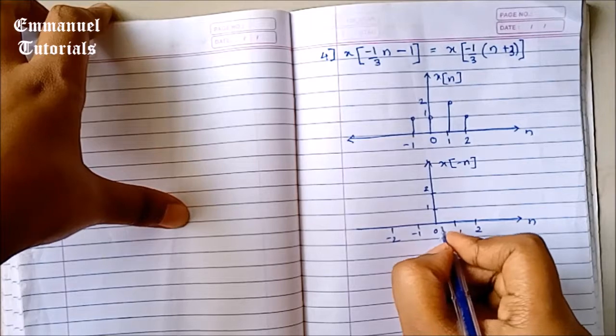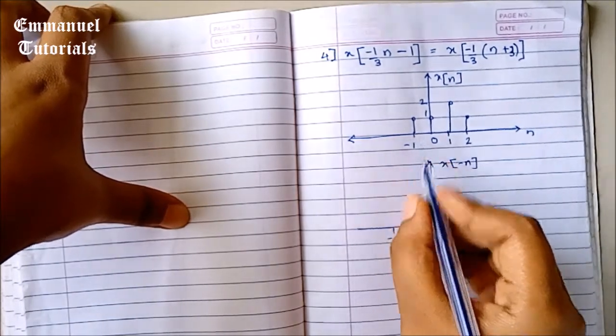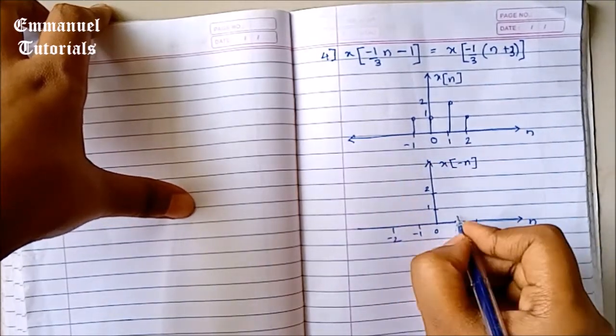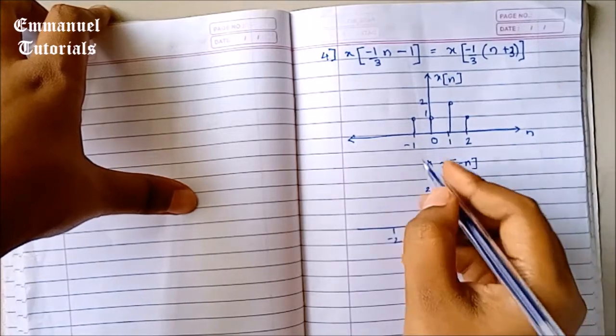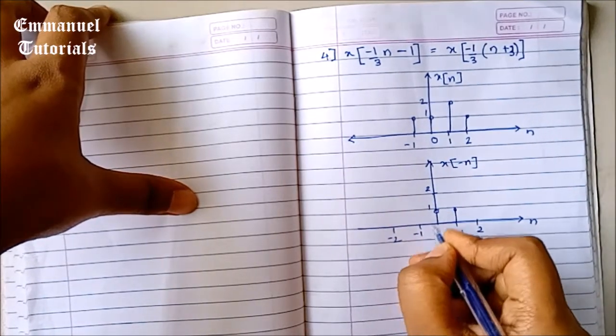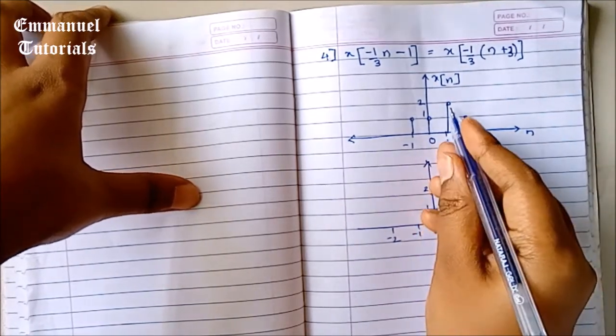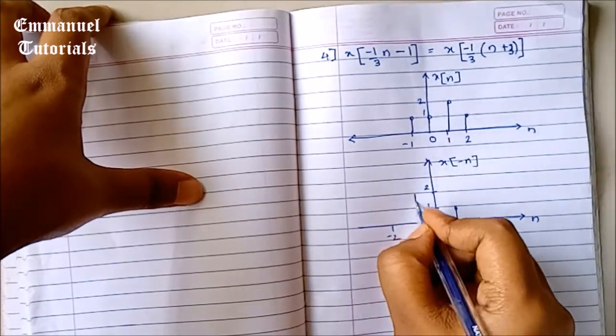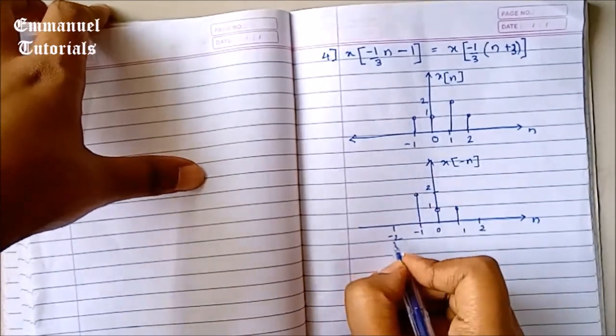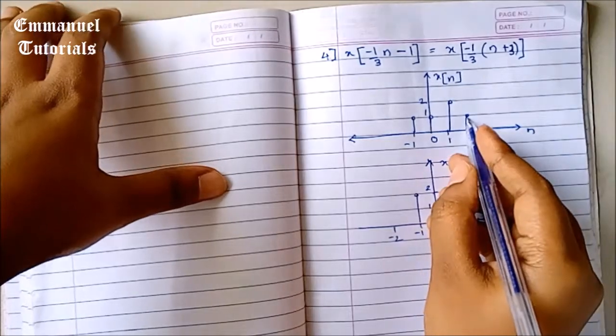So at minus 1 we have the amplitude as 1. So at 1 the amplitude will be 1. At 0 the amplitude will be 1. At 1 the amplitude is 2. So at minus 1 the amplitude will be 2. And at minus 2 the amplitude will be 1.